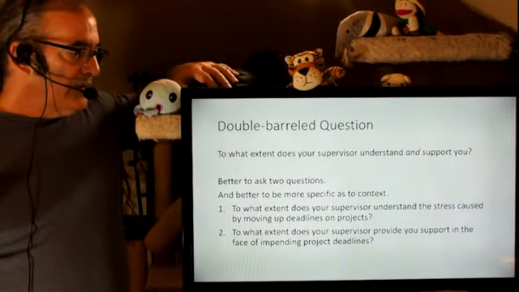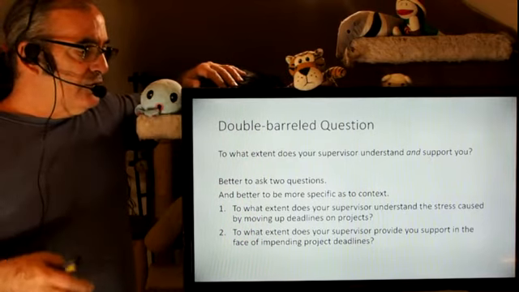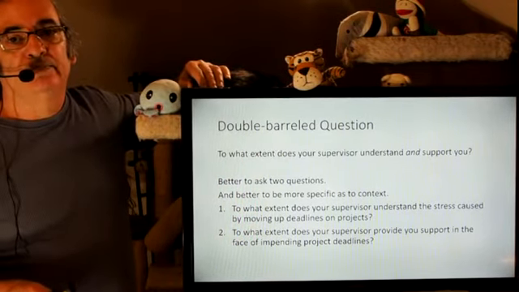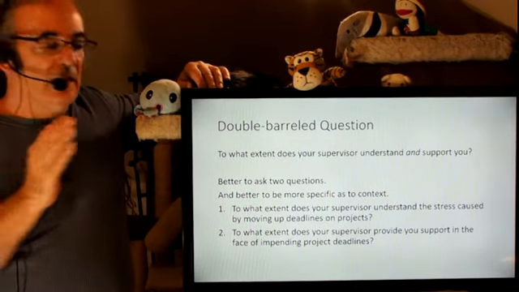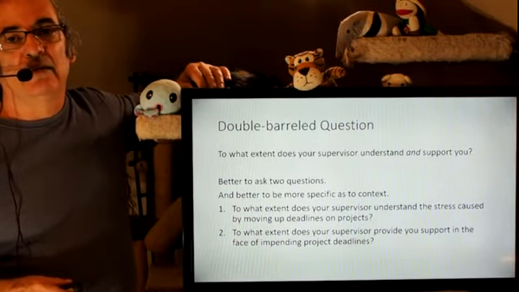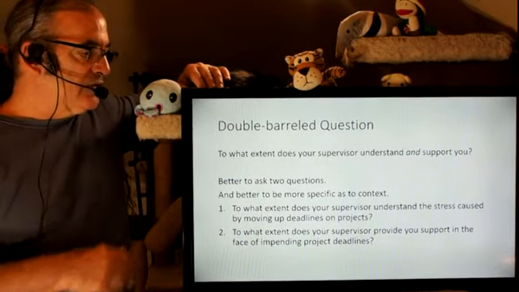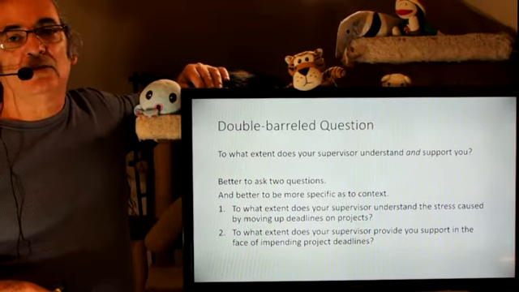So, better to ask two questions. Better to be more specific is the context. To what extent does your supervisor understand the stress caused by moving up deadlines on your projects? Now notice, this is going to generate reliable data because almost all participants are going to interpret this the same way because of its level of specificity. To what extent does your supervisor provide you support in the face of impending project deadlines?